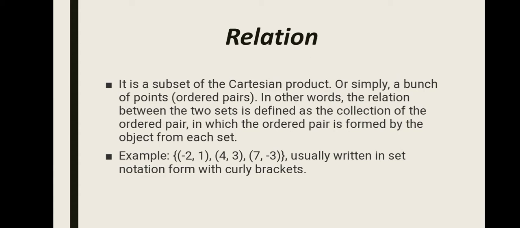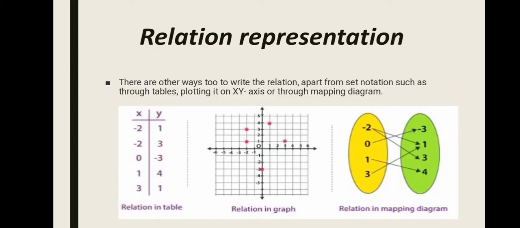It is a subset of the Cartesian product, or simply a bunch of points. In other words, the relation between two sets is defined as the collection of ordered pairs, in which the ordered pair is formed by the object from each set. For example, {(-2, 1), (4, 3), (7, -3)}, usually written in set notation form with curly brackets.